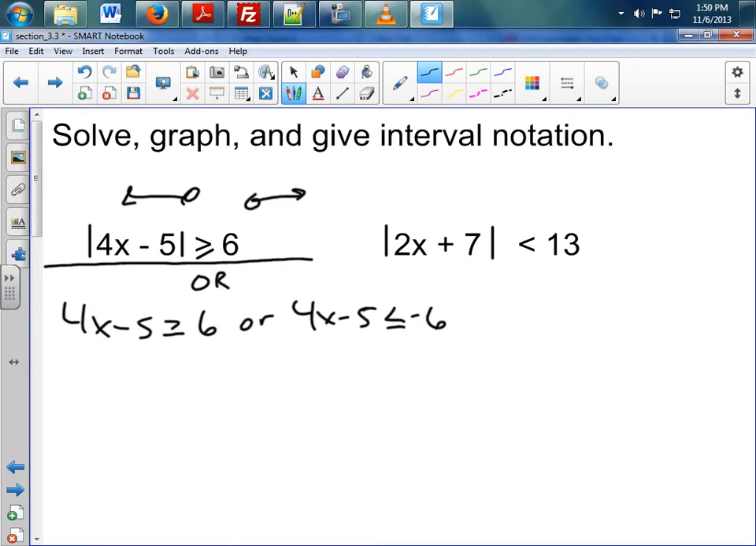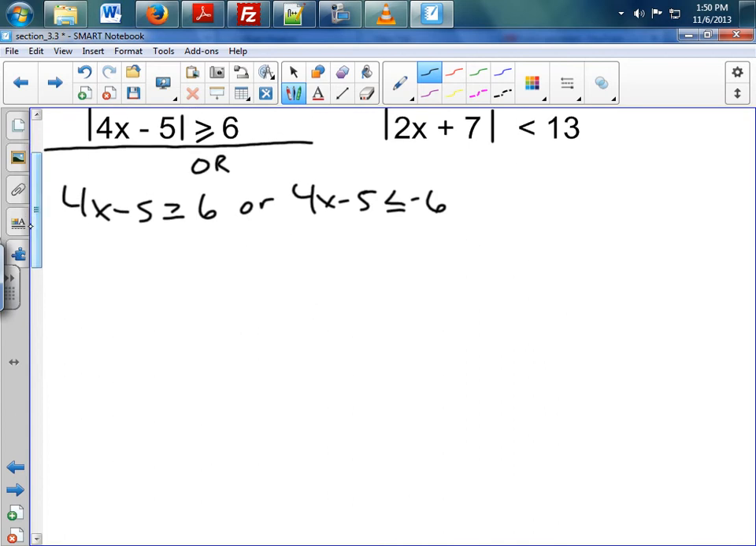Why did I flip the sign? I brought in a negative. And you flip it. I multiply this by a negative, you flip the sign. At this point, everything else is the same that we've already learned. Plus 5, plus 5. 4x is greater or equal to 11. X is greater or equal to 11 fourths.